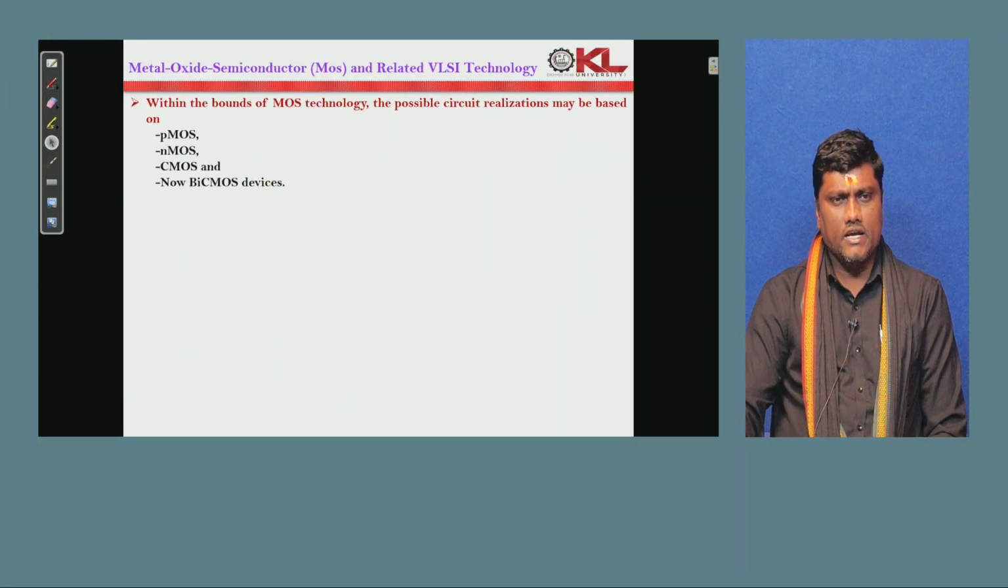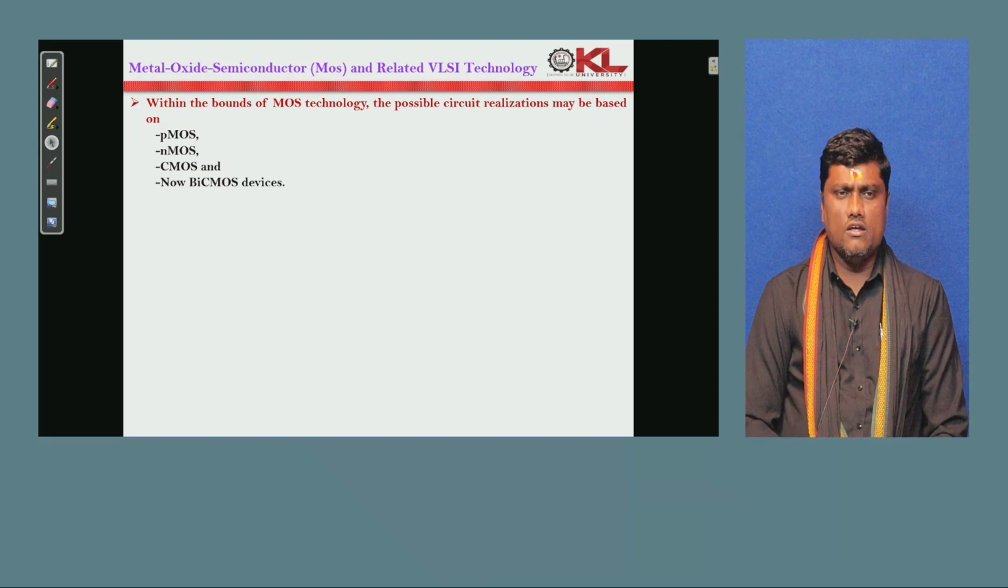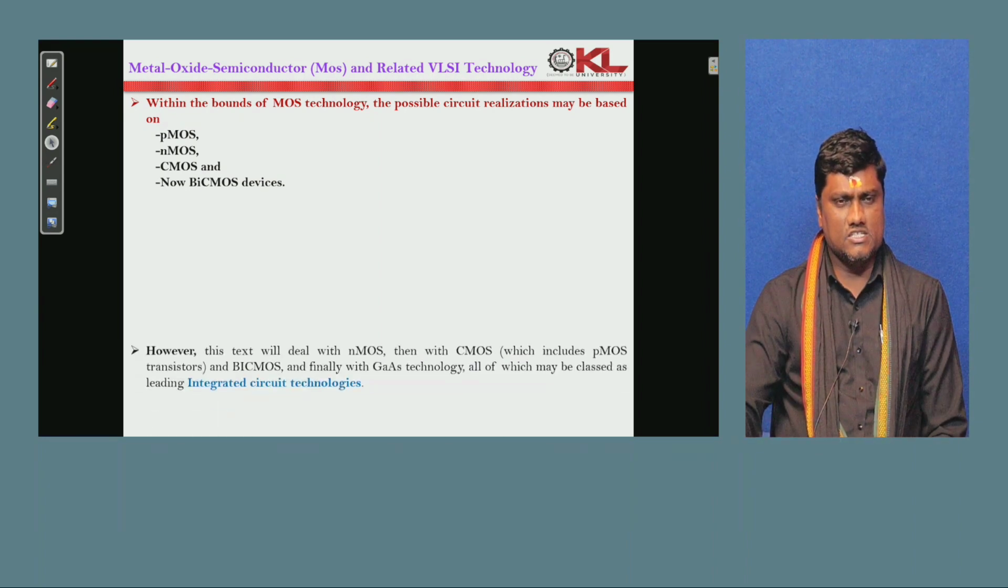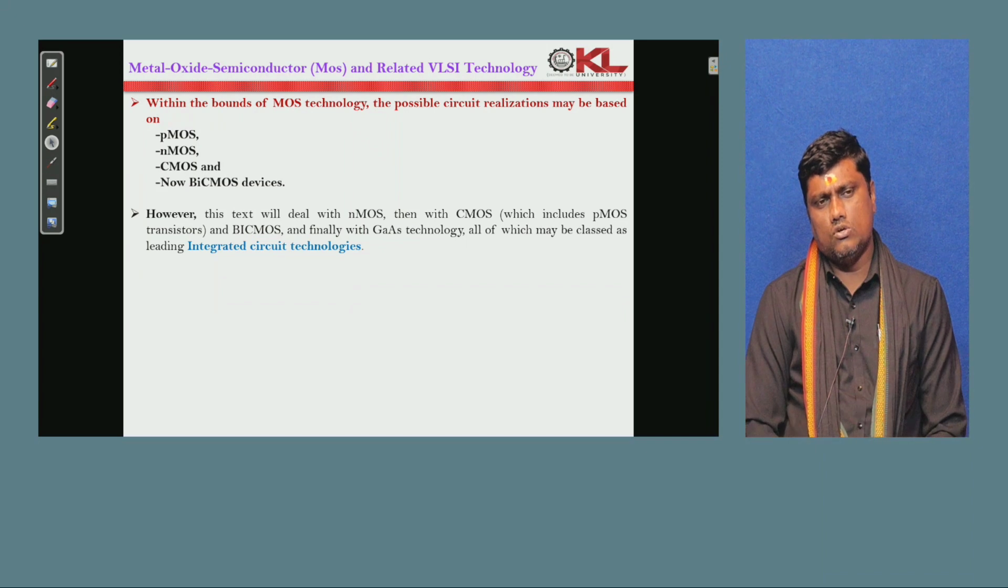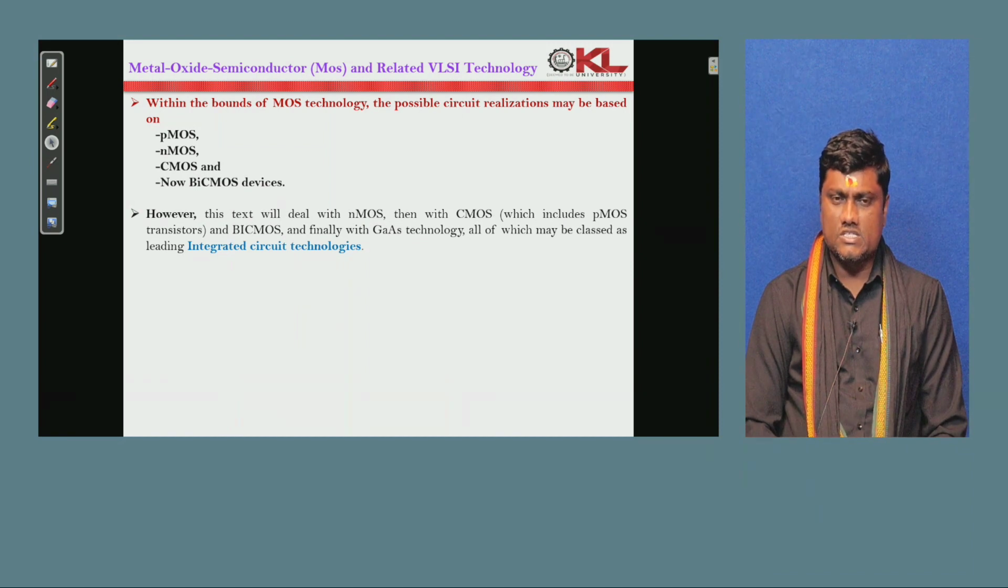So from that we have this particular MOS transistor, that is the metal oxide semiconductor transistor. MOS technology is generally based on PMOS, NMOS, CMOS and also BiCMOS devices, so these devices come based on their technology. For example, CMOS technology is the complement of the NMOS and PMOS technology, and BiCMOS technology is a combination of bipolar technology and CMOS technology.